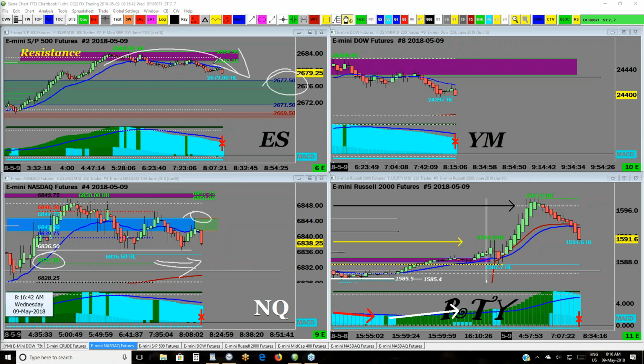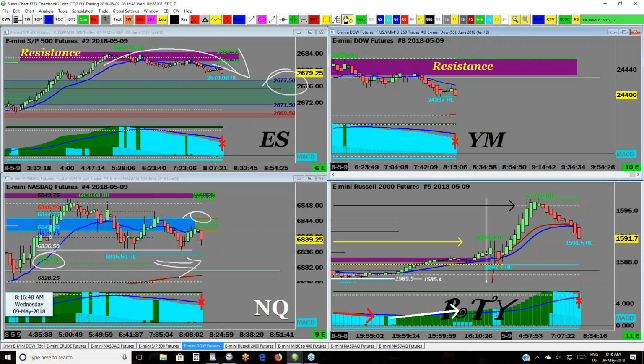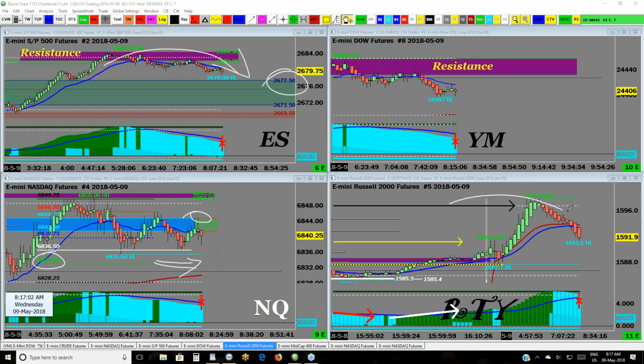This is resistance here on YM. Obviously resistance here on RTY. So RTY will look for a target. You're targeting right off the get-go here, this area in here. That's a support off of resistance.